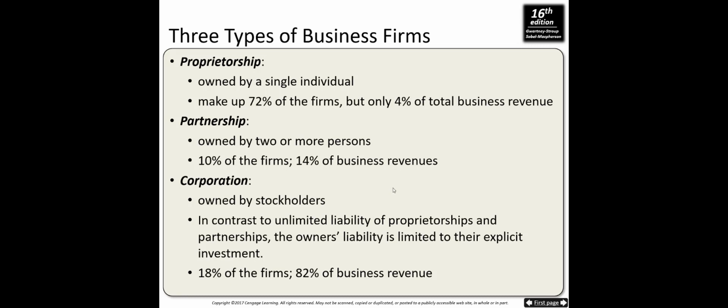Corporation is the third type, owned by stockholders. In contrast to unlimited liability of proprietorships and partnerships, the owner's liability is limited to their explicit investment. So for corporations, the story is different, right? Because if you own a business, you are responsible for all actions you do for the business. You might manage it badly, or you might manage it very well and make lots of profit, and all liability is on the owner. But for corporations, there is a manager, but also there are stockholders or shareholders, who own the corporation. And the stockholders' liability is limited to their investment or to their shares. And 18% of the firms in the US are corporations, and 82% of business revenues come from corporations.